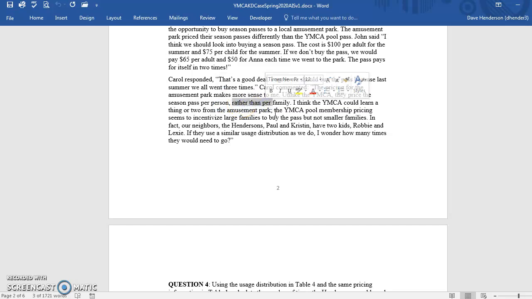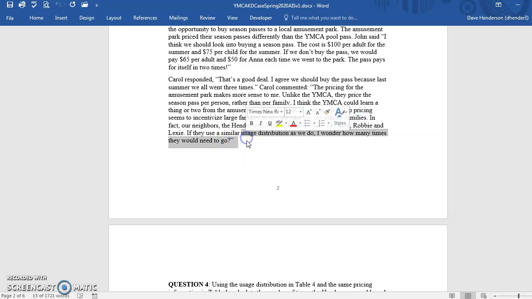I think the Y could learn a thing or two from the amusement park. The YMCA pool membership pricing seems to incentivize large families, but maybe not smaller families with the Y, because they price it per family. In fact, our neighbors, the Hendersons, Paul and Kristen, have 2 kids, Robbie and Lexi. If they use a similar usage distribution, they use it the same way we do, I wonder how many times they would need to go.